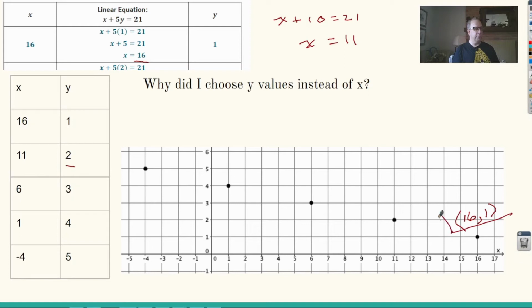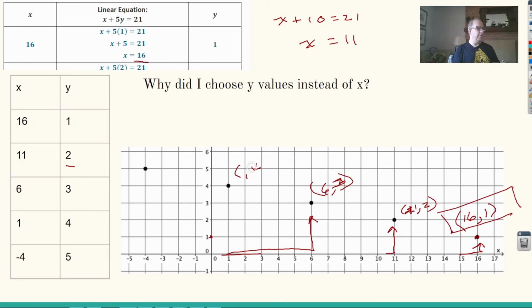Notice my x and my y are still x first, y second. So even though I chose 1 and got a 16, when I graph it, I go 16 over and then 1 up. And this would be 11 over and 2 up. And this would be 6 and 3. So this would be 6 over, 3 up.